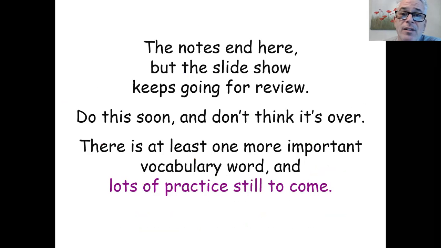Okay, what does this say? The notes end here now, but this slideshow is going to keep going for review. I will probably make a Zoom for that too, all right? We're going to practice a lot more balanced equations, okay? Oh, it does say there's at least one more important vocabulary word. Here, I'll give it to you right now, but you still have to do the work.